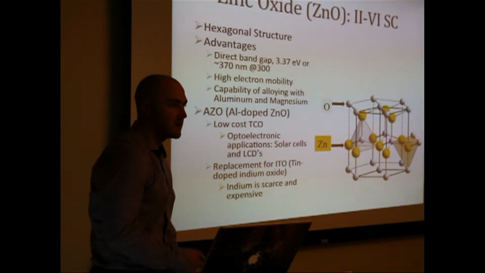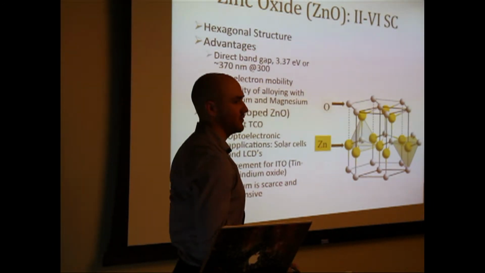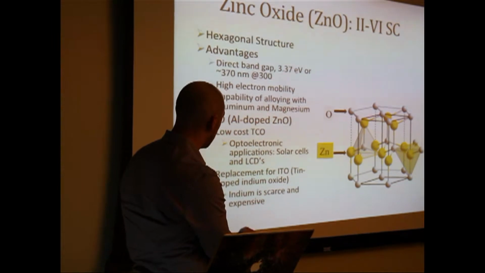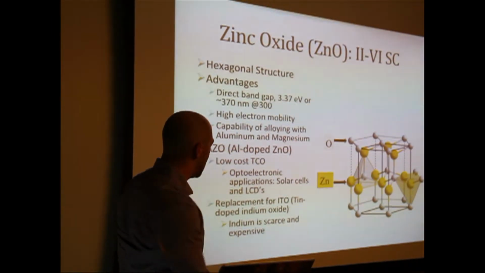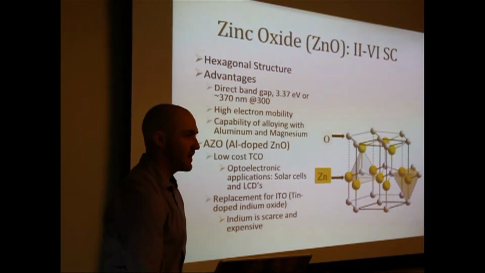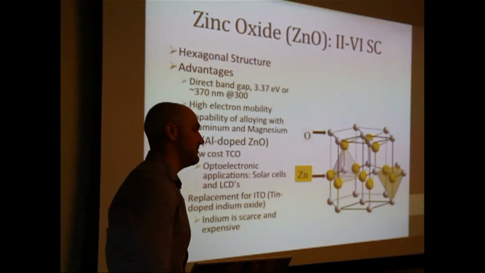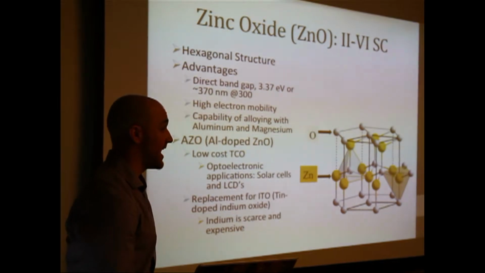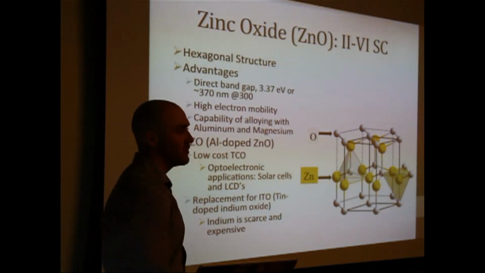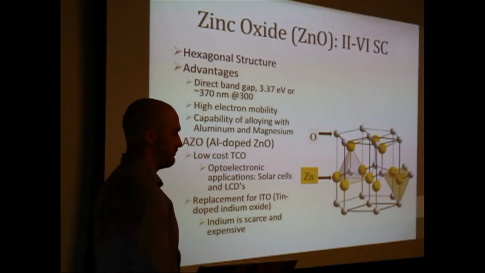So first off, zinc oxide is a group 2,6 semiconductor with a hexagonal crystal structure here. As you can see, the 6 sides. Some advantages of it are that it's a direct band gap semiconductor with a band gap of around 3.37 eV at room temperature. It has a high electron mobility, and it is capable of alloying with magnesium and aluminum.